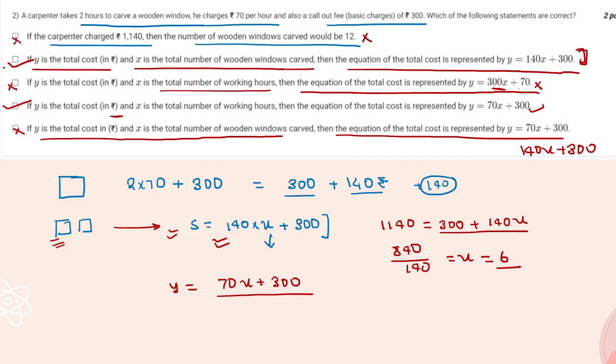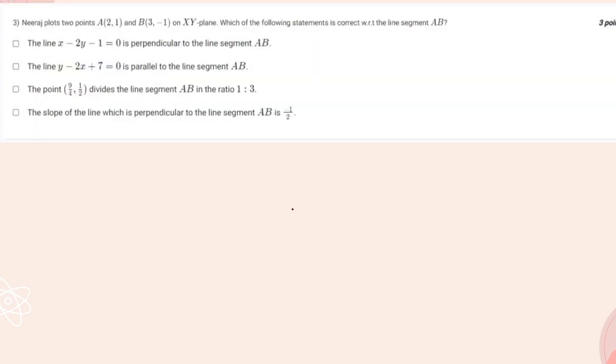Moving to the third question. This question is basically about two lines and some statements based on it. It plots two points A: 2 comma 1 and 3 comma minus 1. Let us suppose this is our coordinate axis, this is x and this is y, this is 1, 2, 3, this is 1, this is minus 1. The first point A is here and the second point is here, 3 comma minus 1. Based on these we have to choose some correct option.